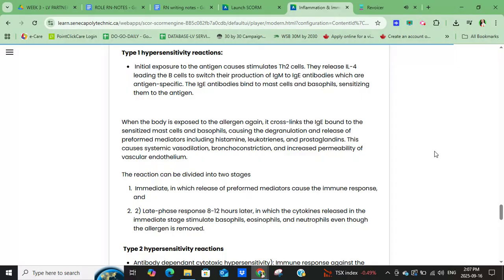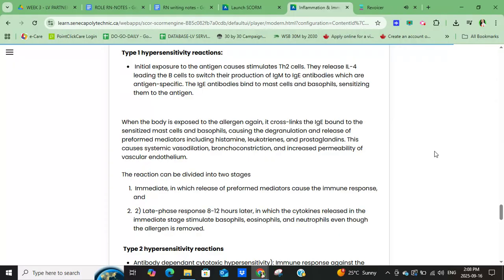The reaction can be divided into two stages: one, immediate, in which release of preformed mediators causes the immune response, and two, late-phase response 8 to 12 hours later, in which the cytokines released in the immediate stage stimulate basophils, eosinophils, and neutrophils even though the allergen is removed.